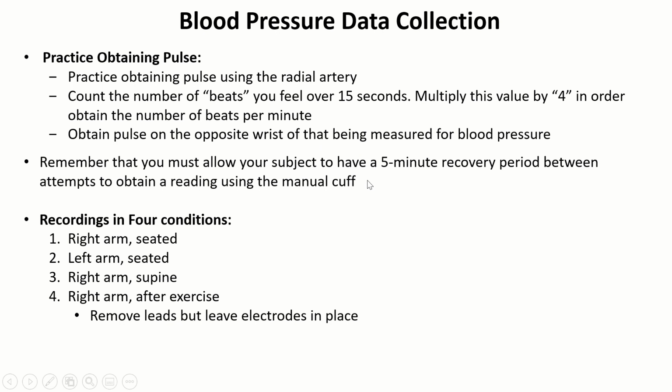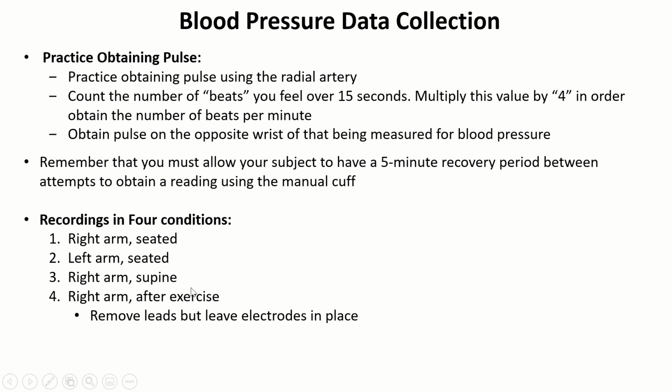Remember that between measurements, you should allow your subject to have a 5-minute recovery period before using the same arm. If you've had a mastectomy, you should not volunteer to be the subject in these experiments. The 4 conditions you'll be using for blood pressure measurement are right arm seated, followed by left arm seated. Then you'll move to right arm supine.